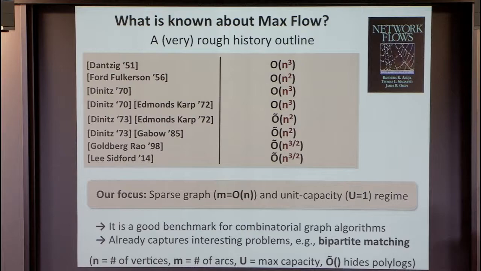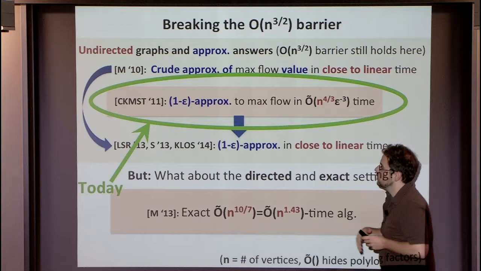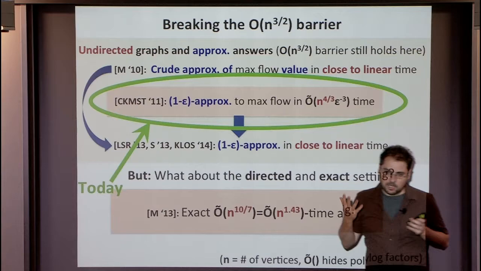And now, as I explained last lecture, what we will focus on today is forgetting for a moment about directed max flow and exact solutions. We just want to get a 1 minus epsilon approximate solution to max flow in undirected graphs, but we want to beat the m to the 3/2 bound using electrical flows. That's what today's lecture will be about.